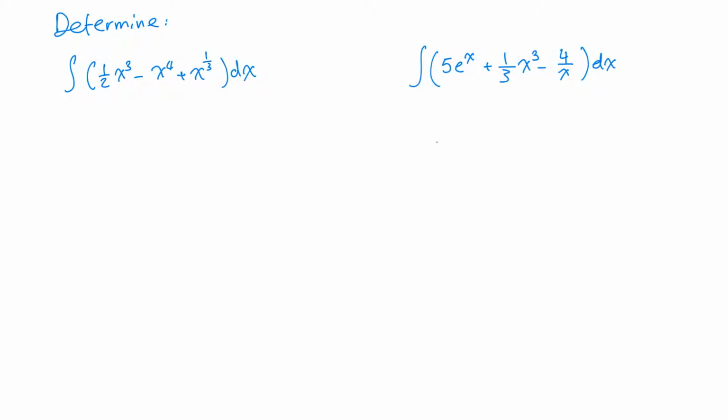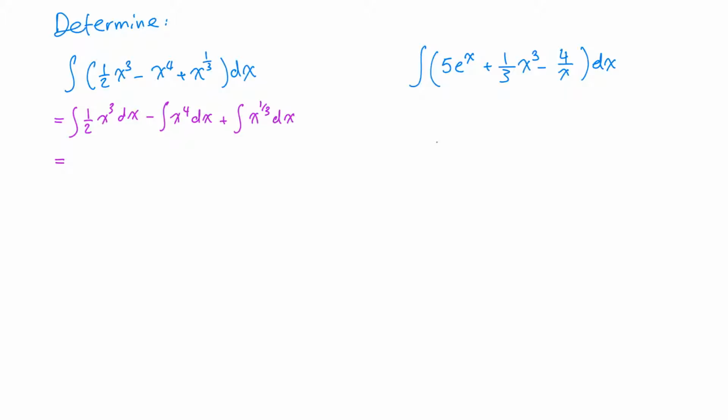What I will do with this question is I will separate them into pieces. So I'm going to write the integral of 1 over 2x cubed dx minus the integral of x to the 4 dx plus the integral of x to the 1 over 3 dx.